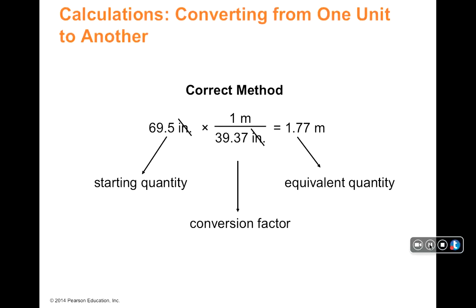This goes for any type of conversion. So when we start talking about grams to moles, or number of atoms, number of molecules, when we talk about energy, converting joules, all of these types of problems, if you use this method, will help you immensely in getting the right answer. So in terms of the calculation here, we just take the 69.5, divide it by 39.37, and get the 1.77.